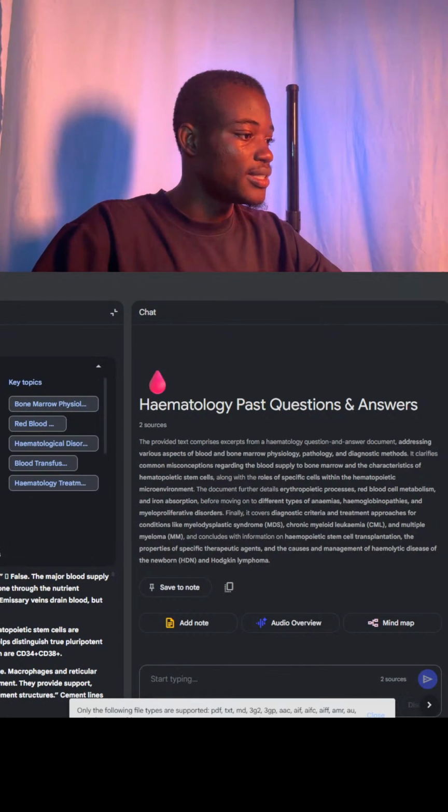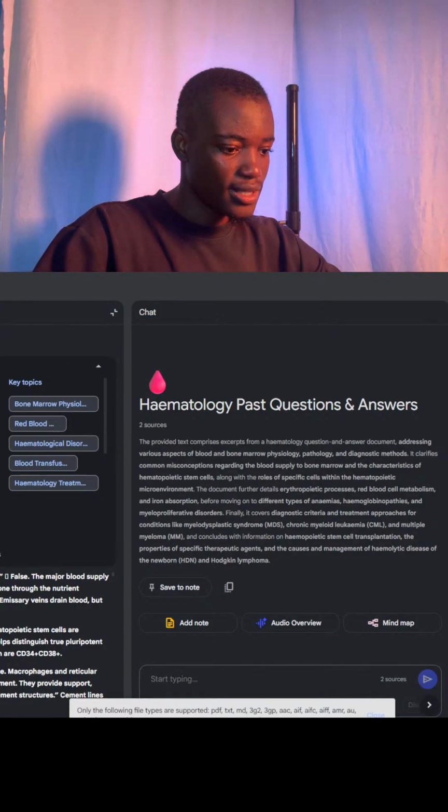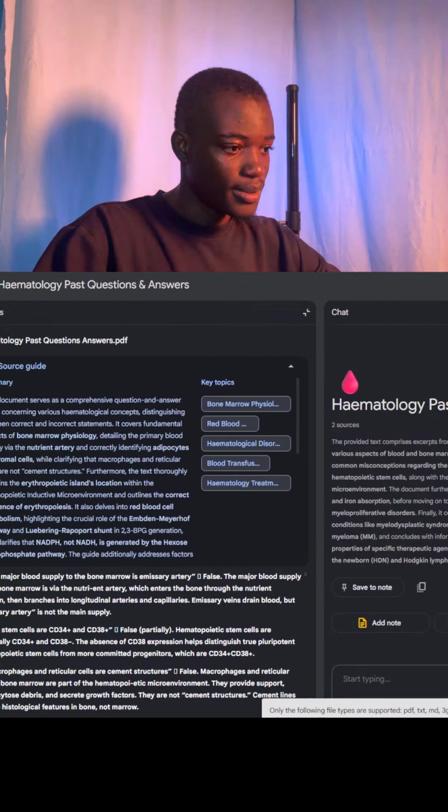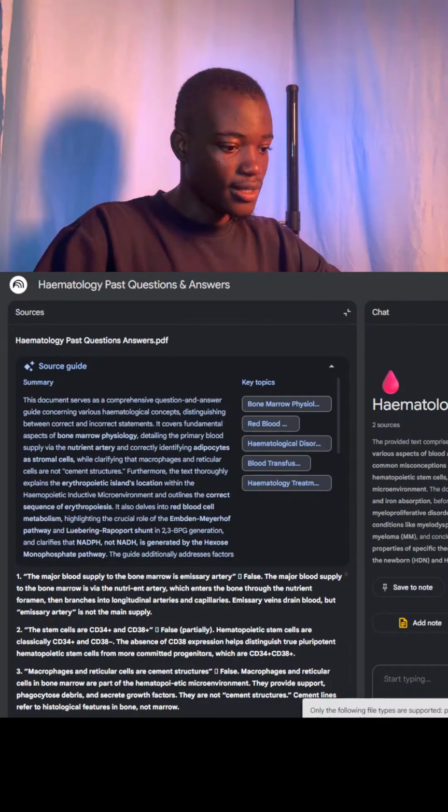So this is the source guide. I don't know if you guys can see this part. Okay, I'm gonna shift this a bit so you can see this part.